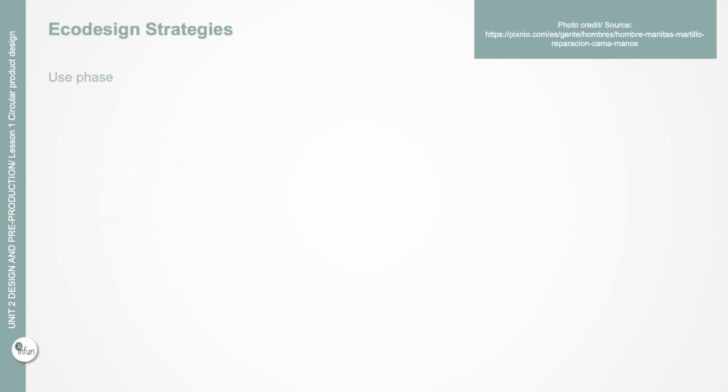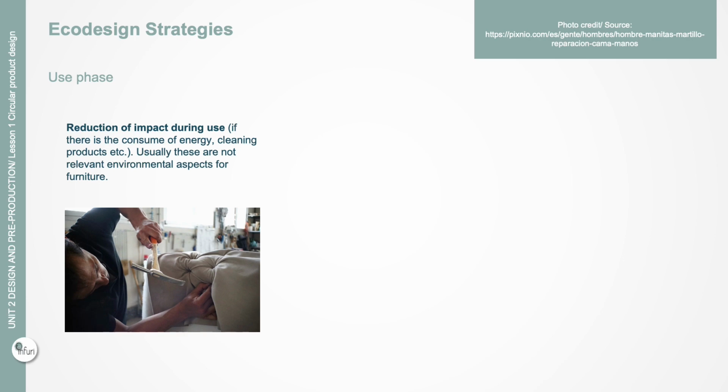When considering the eco-design of the use of the product, two different groups of strategies may be considered. The reduction of inputs and outputs from the direct use of the product. That means energy or other consumables such as cleaning products, replacement parts, maintenance products, etc. This does not tend to be a relevant stage of the furniture, since most of the life cycle impacts are concentrated at the production step.